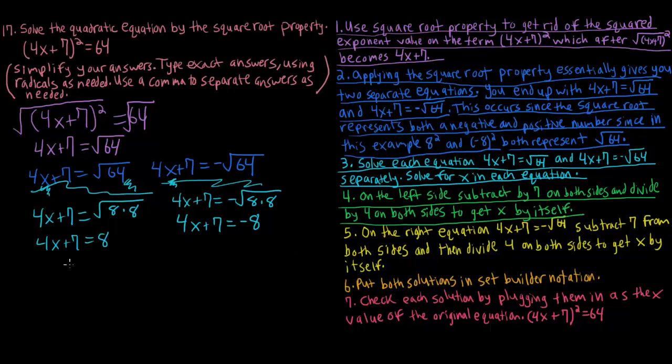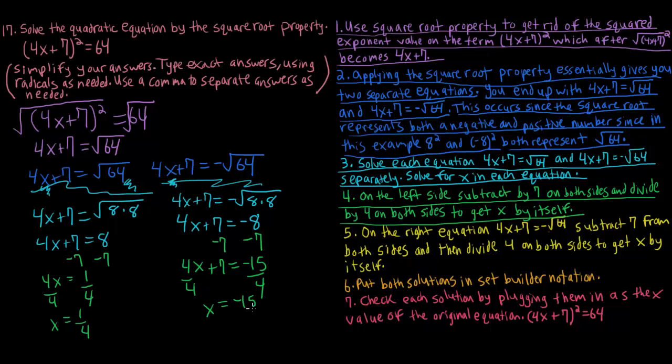So subtract 7 from both sides, we end up with 4x equals 1. Divide both sides by 4. We end up with x equals 1/4. And then on the right side, same thing, subtract 7 from both sides. So you have 4x equals negative 15. And then divide both sides by 4. And you end up with x equals negative 15 over 4.